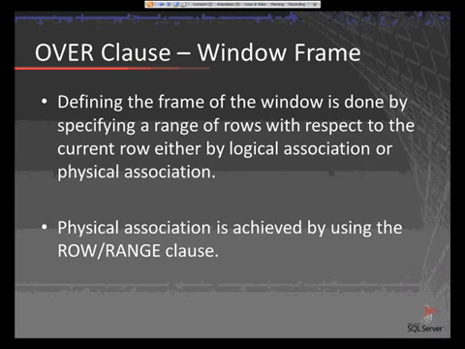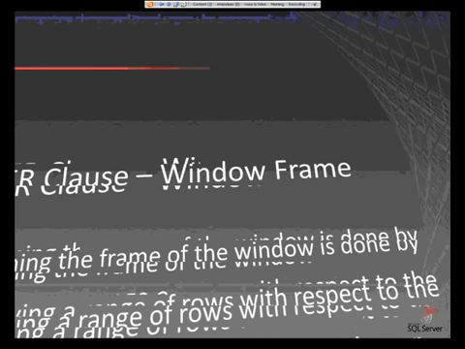Okay, looking at the frame, and it's done by specifying a number of rows or a range of rows, again, as the data streams through, either by logical association or by physical association. And remember, if there's an order, you can actually specify a physical number of rows because it sequences from 1 to n in the order. So both of those capabilities give us some very nice functionality.